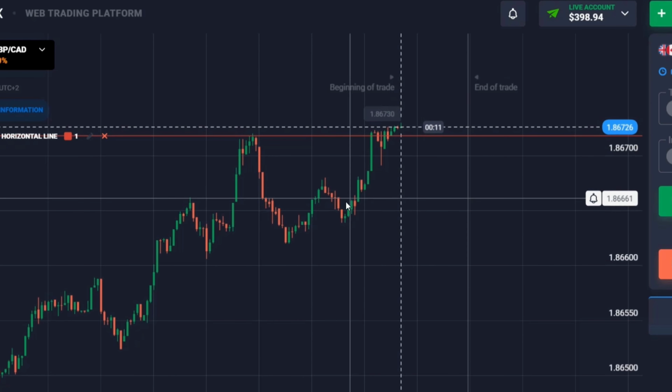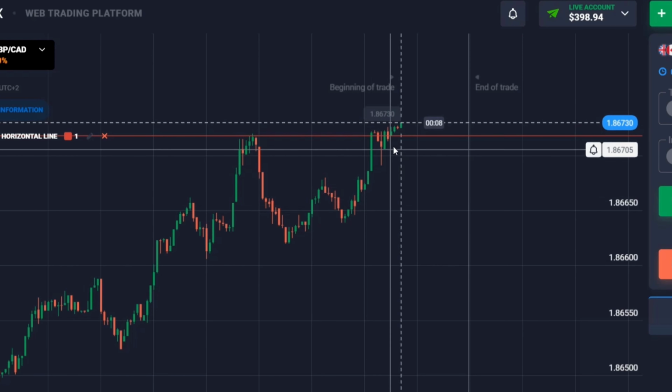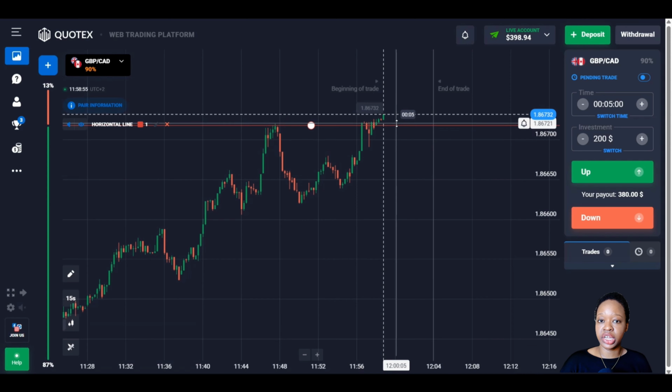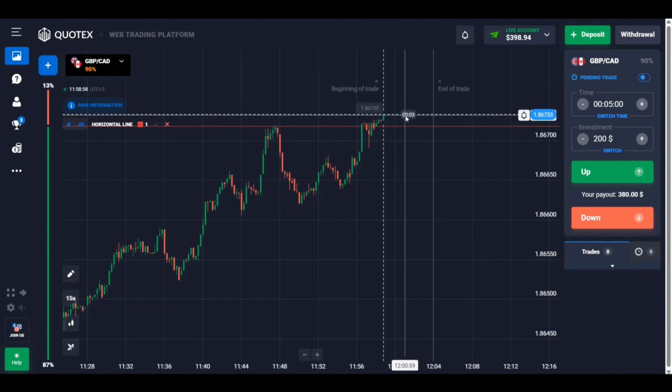This is excellent. The price continued up after a small pullback. I was able to get very good profit. 5 minutes was quite enough time for this trade. Let me continue.